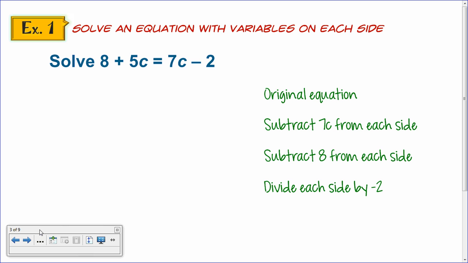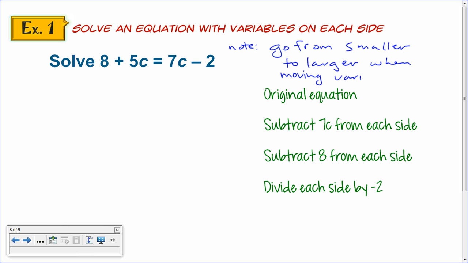Now, the rule is, make yourself a note here. Go from smaller to larger when moving variables. Why do I want to go from small to larger? What am I always going to end up with if I go from small to larger? Positive number, good.